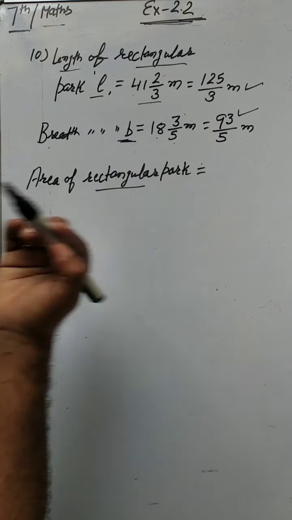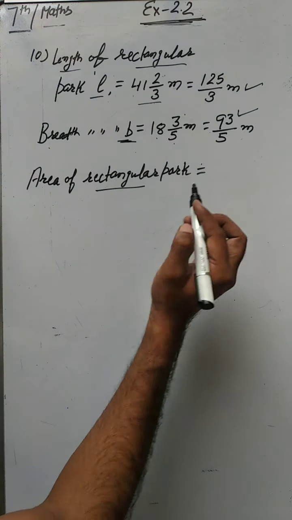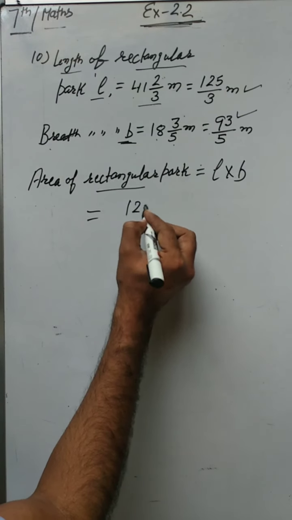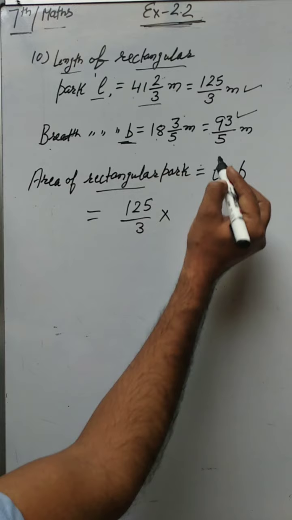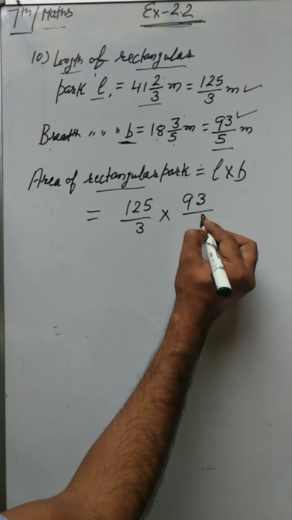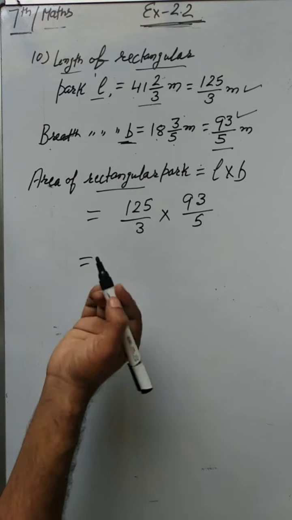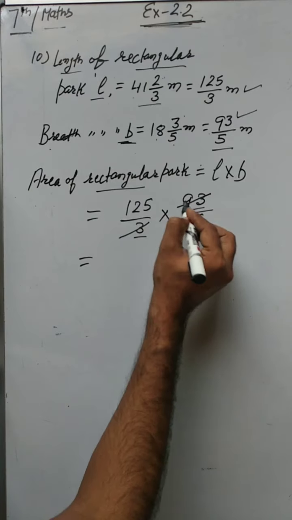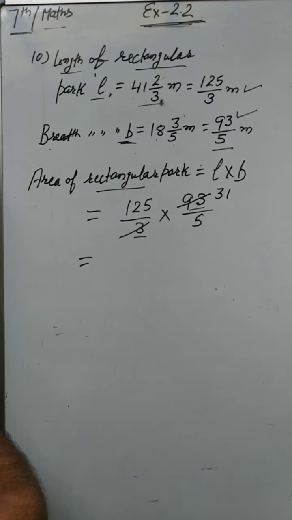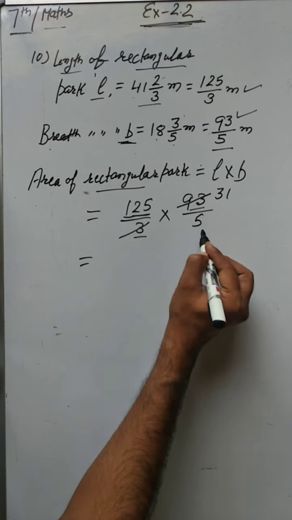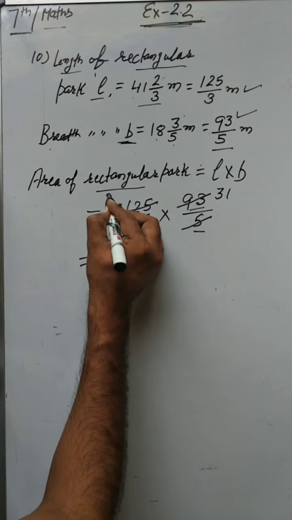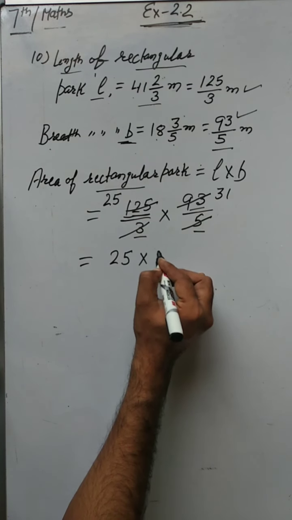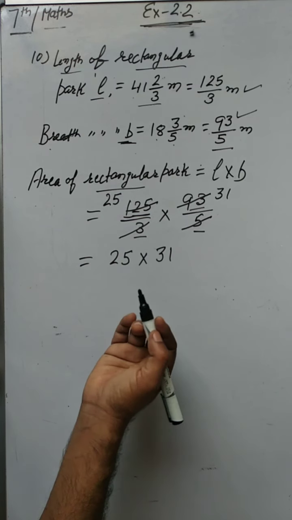You have to find the area of the rectangular park. You know beta, what is the area of a rectangle? Length multiply breadth. Now fill in the values. Length is 125 upon 3 and the breadth of the park is 93 upon 5. Now look at the numerators and denominators, is anything common? Now 93 cancels on 3. So 31 3s are 93, and 125 cancels on 5. 25 5s are 125. So I have only in the numerator 25 multiply 31.